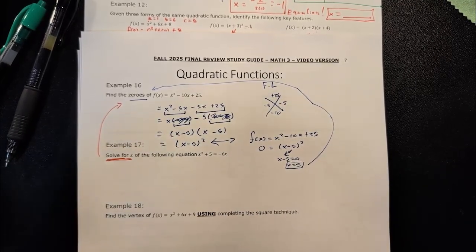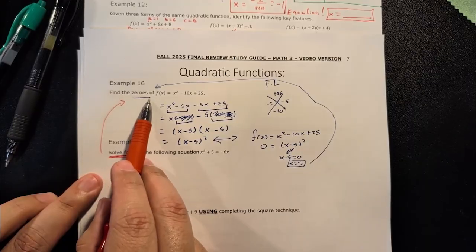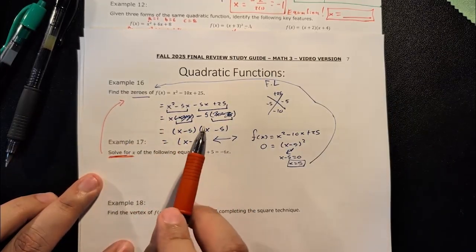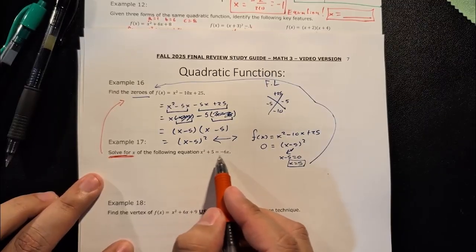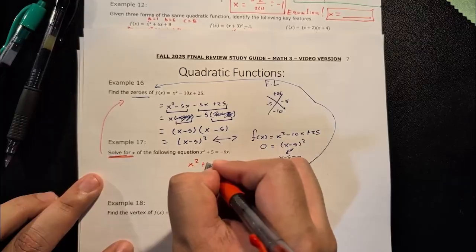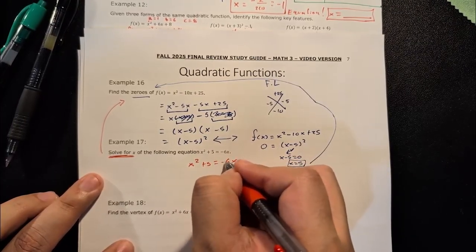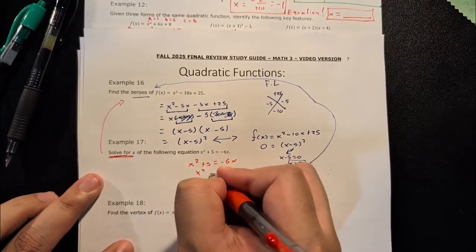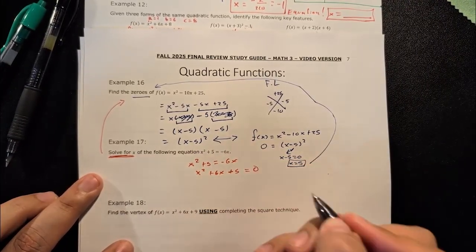Okay, number 17. So I want to solve for x. If I want to solve for x, I need to find the zeros. And if I want to find the zeros, I will want to factor. But I can't factor because it's not in standard form yet. So we've got to rewrite this a bit. So x squared plus 5 minus 6x. Let's move everything to one side. x squared plus 6x plus 5 is equal to 0.